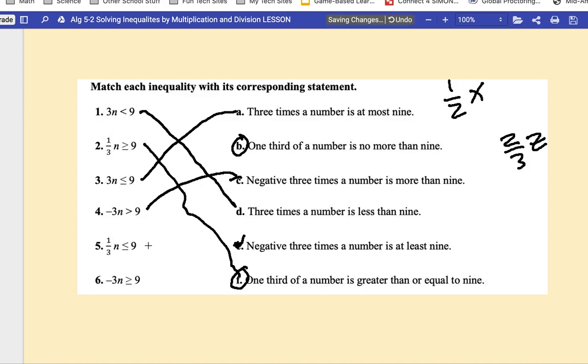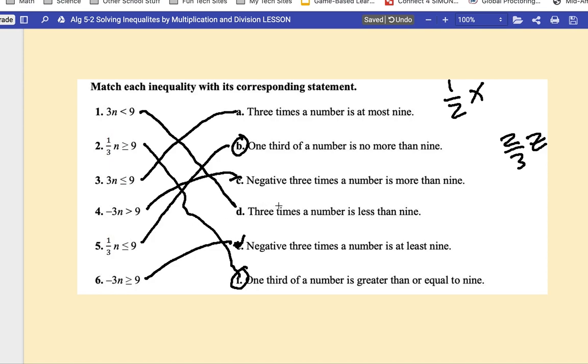We know that it's always greater than 9. And so that means this other one, this -3, is at least 9. And then by process of elimination, this one should line up with that. Let's check it really quick. So you've got 1/3 of n is at most 9, right? Or no more than 9. And yeah, that works, because that's what less than or equal to means.